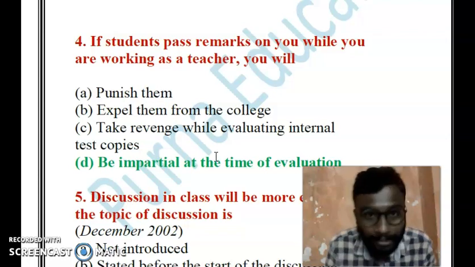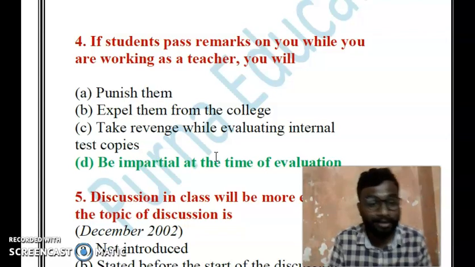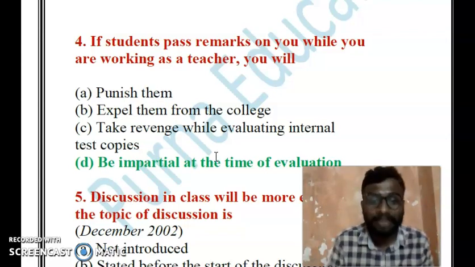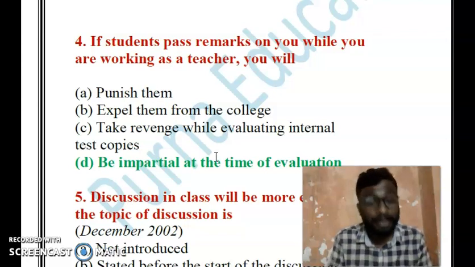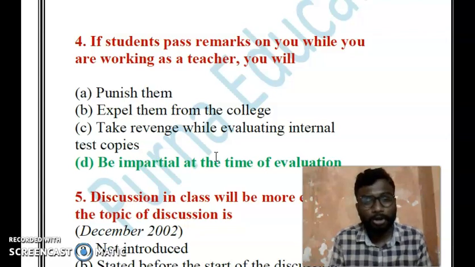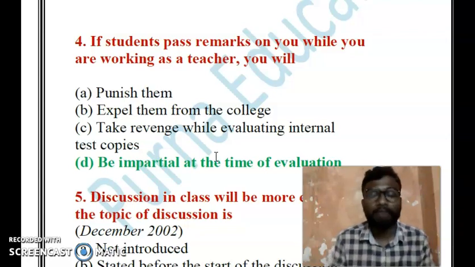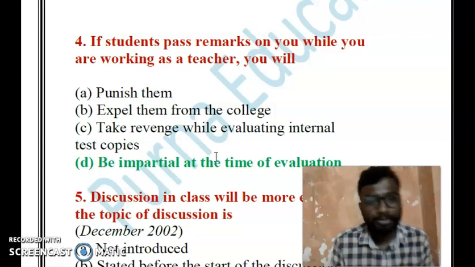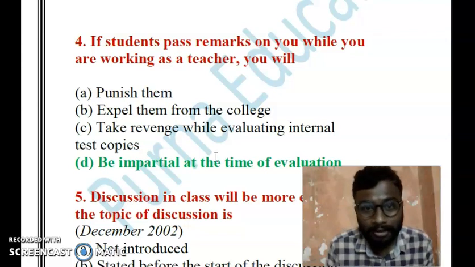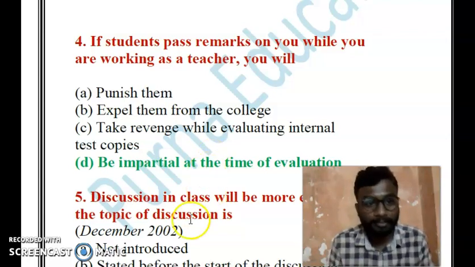That is a big blunder many teachers make, taking revenge. And option D, be impartial at the time of evaluation. Yes, at the time of evaluation, the teacher should be impartial. Automatically, if he or she is impartial, the attitude of the students towards the teacher changes, so that the students may change their behavior and decrease passing remarks on the teacher, right?